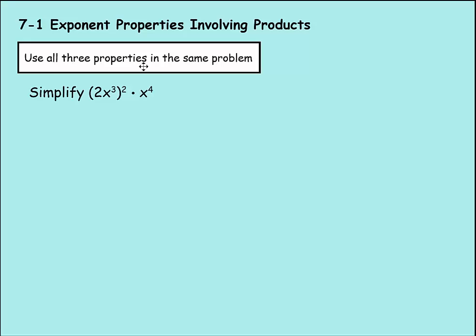Now we're going to use all three properties in the same problem. It tells us to simplify 2x to the third, to the second, times x to the fourth. Well, first we can do the power of a product by doing the distributive property in a way. We can do 2 to the second times x to the sixth times x to the fourth. 2 to the second is going to give me 4, and then x to the 6th times x to the 4th, we can add those exponents, which would give us x to the 10th. So our answer here would then be 4x to the 10th.